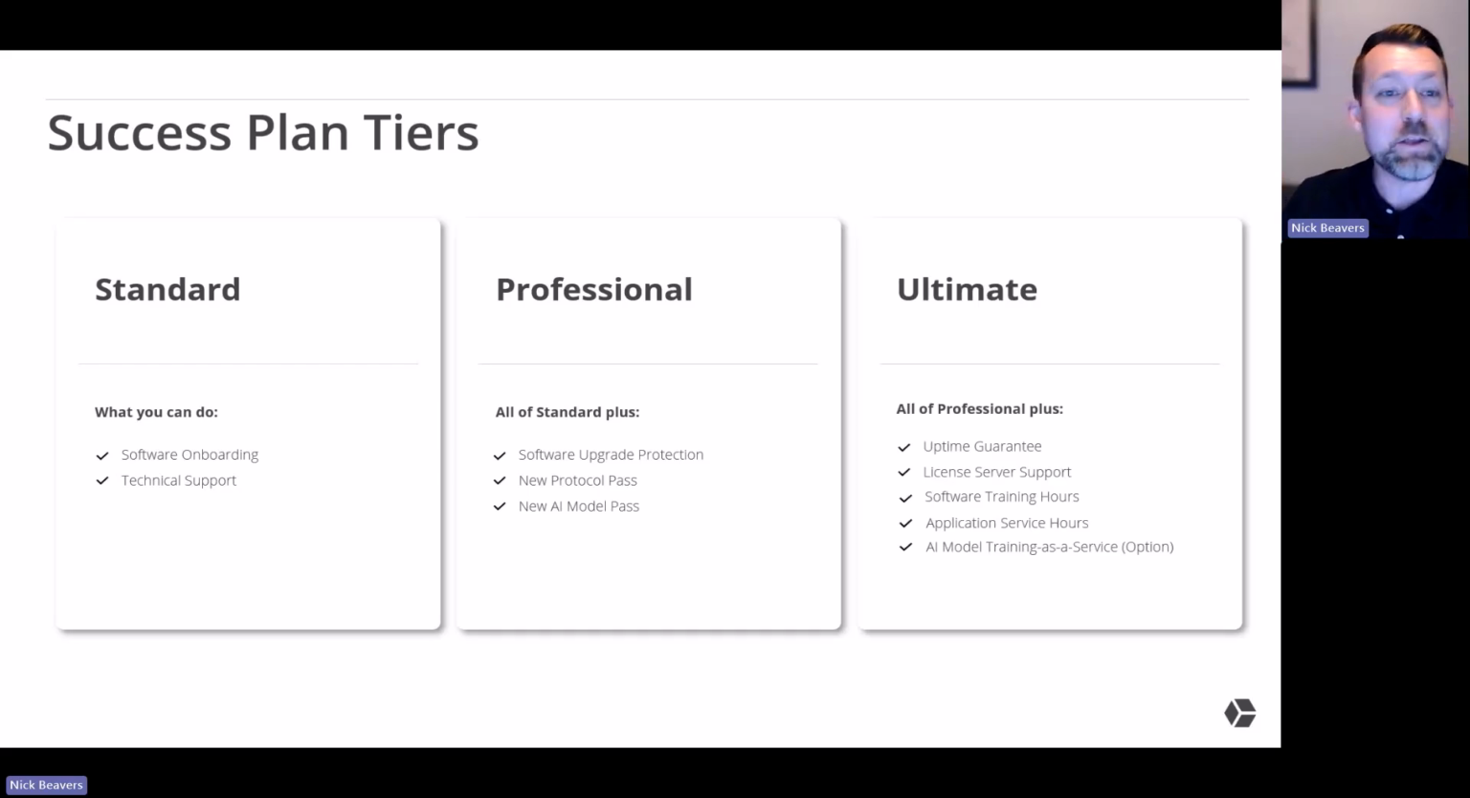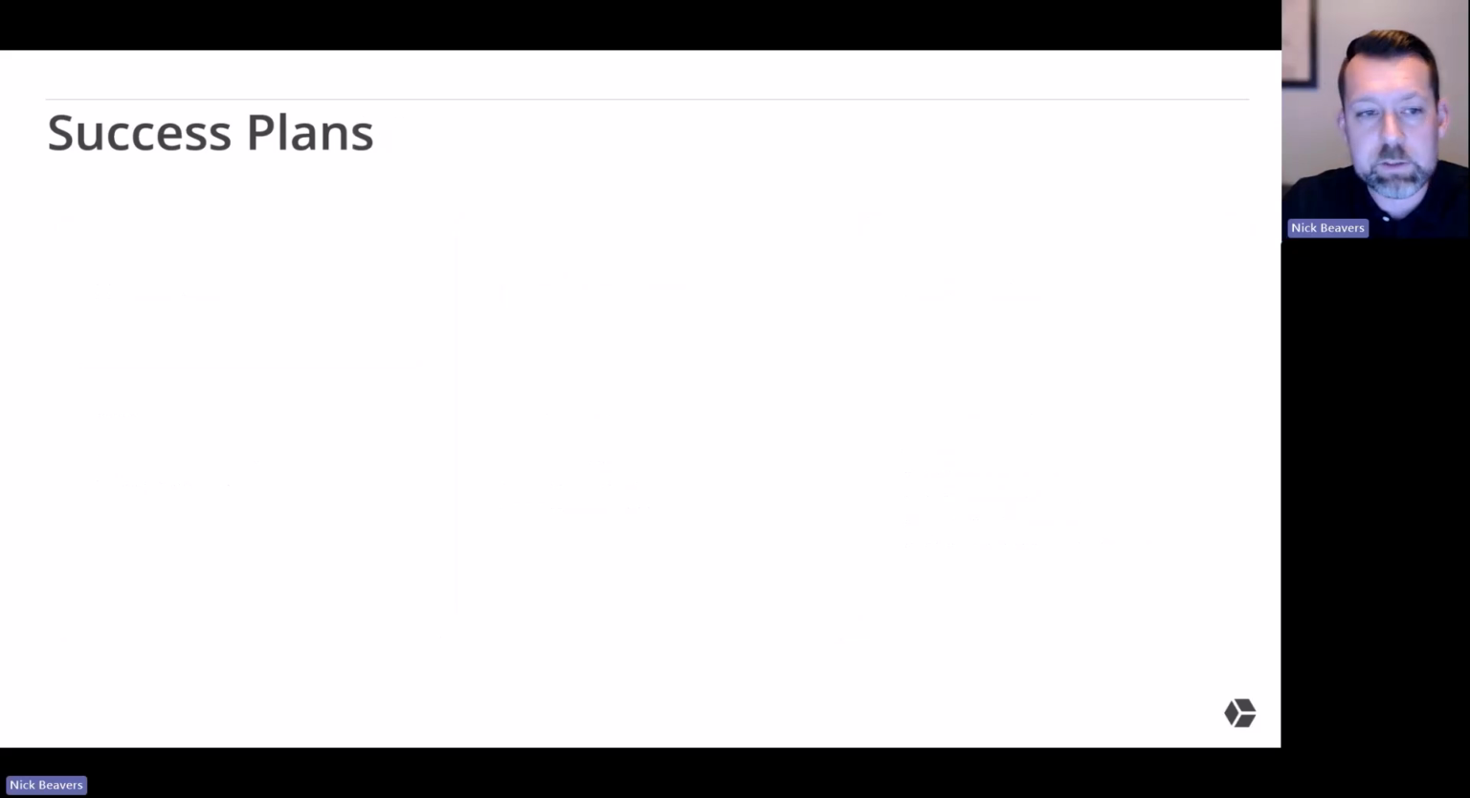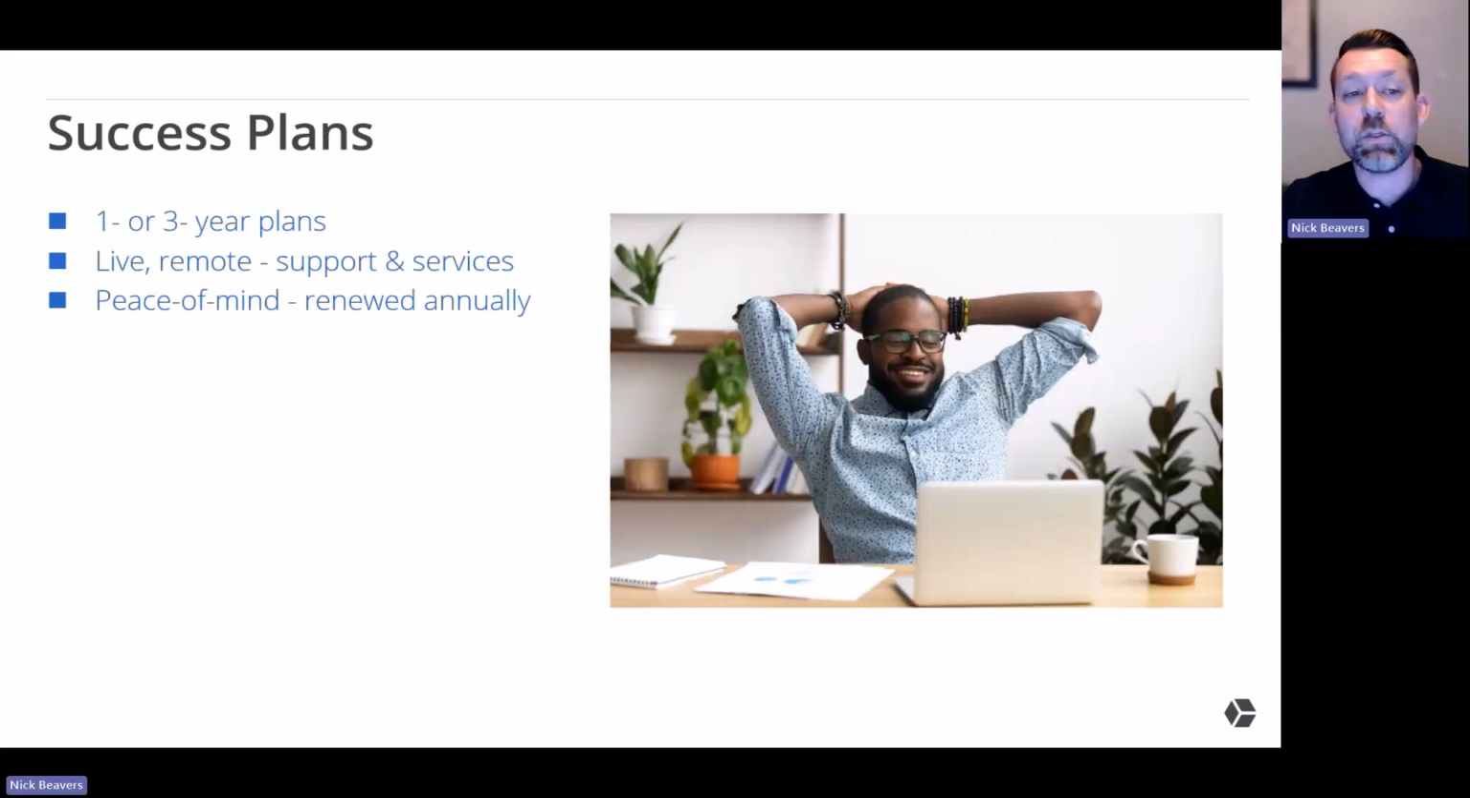While these are incredible values, we've actually seen most of our customers choosing the ultimate plan. And the reason for that is they really love both standard and professional, but they love also being able to work with us and connect with us, getting uptime guarantee, licensed server support, and a bunch of training hours that you get for software, application service, and even if you'd like AI model training as a service, where our team will work with you to get the best possible model available, to get that good pre-trained model start. So this is available to you. They're available in 1 and 3 year plans.